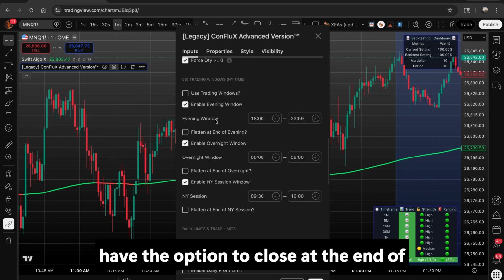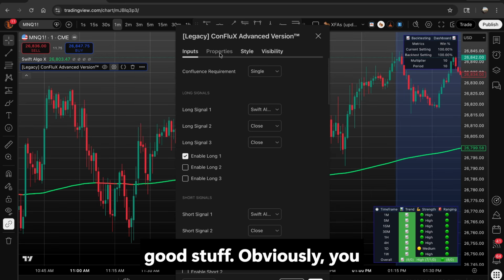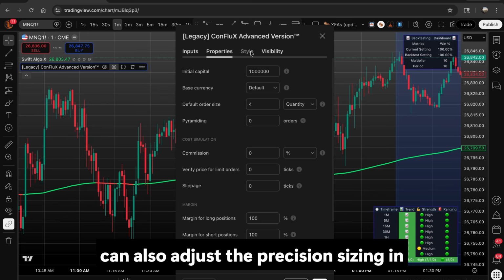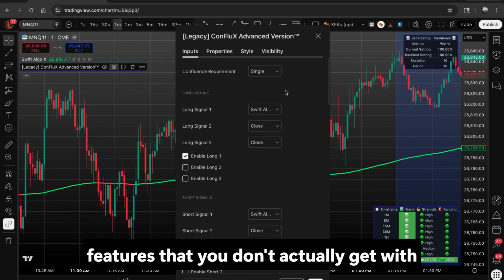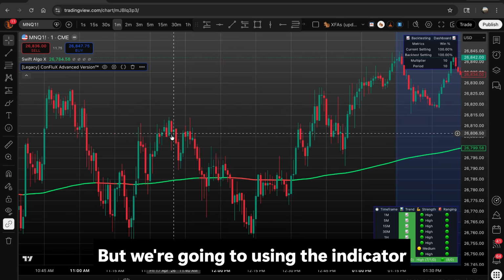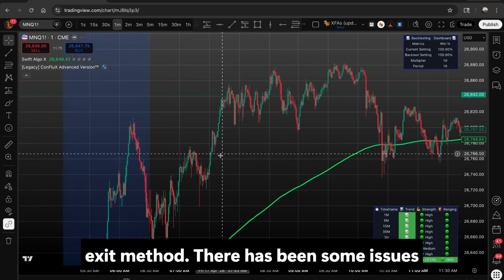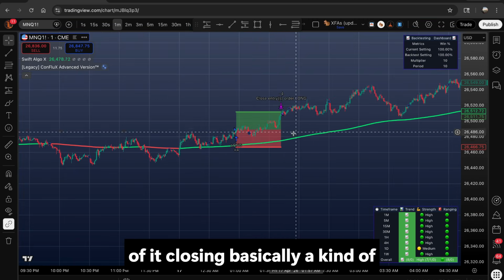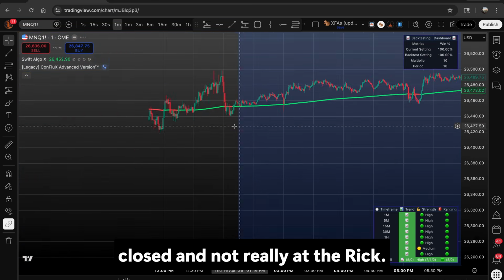If you're trading futures prop firms, you have the option to close at the end of the session, which is actually pretty good stuff. Obviously, you can also adjust the precision sizing there. Basically, you get additional features that you don't actually get with an indicator, okay? But when it comes to using the indicator exit method, there have been some issues of it closing basically at candle close and not really at the wick.